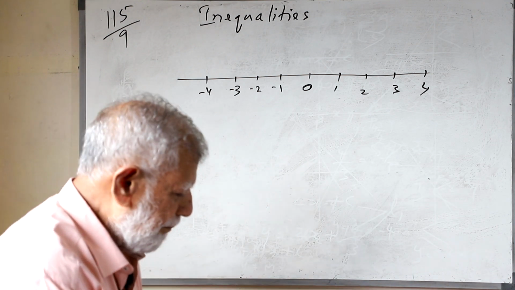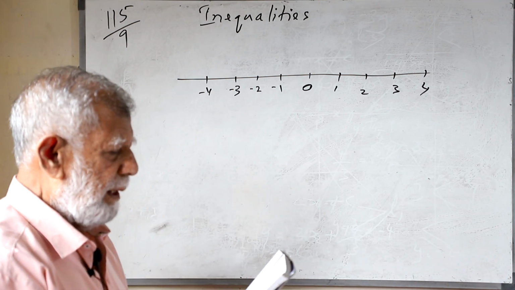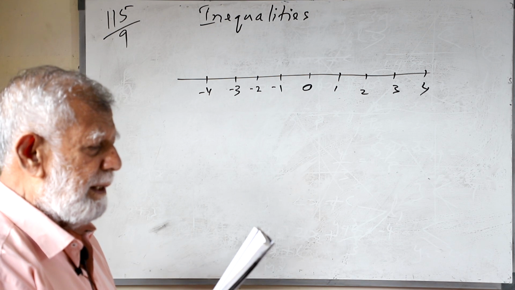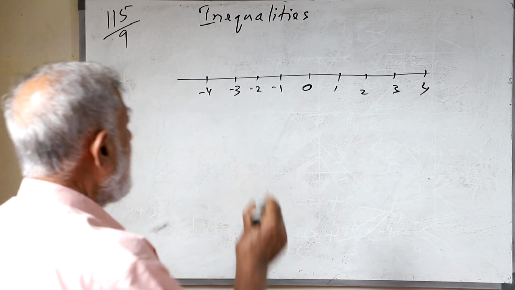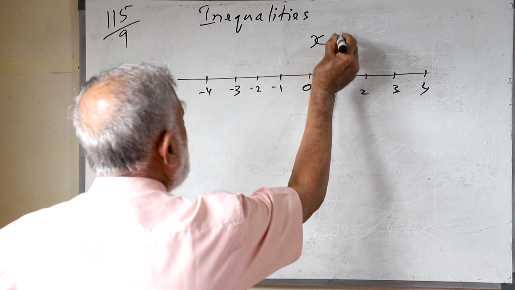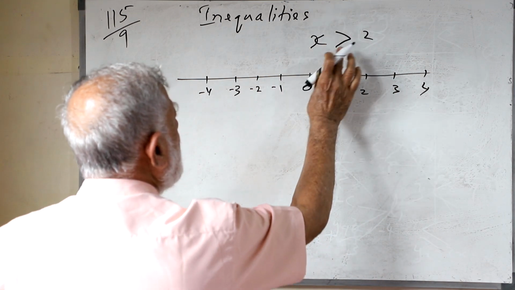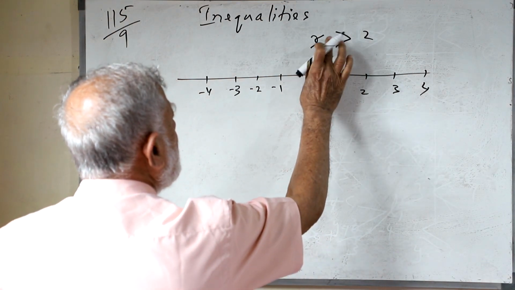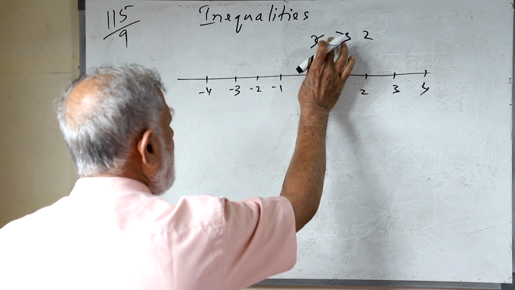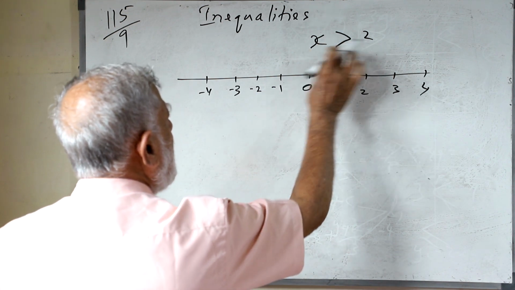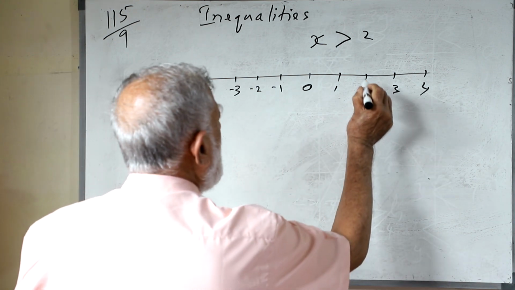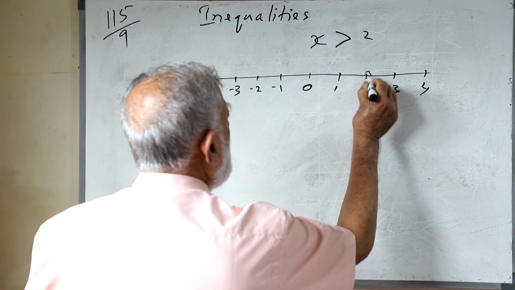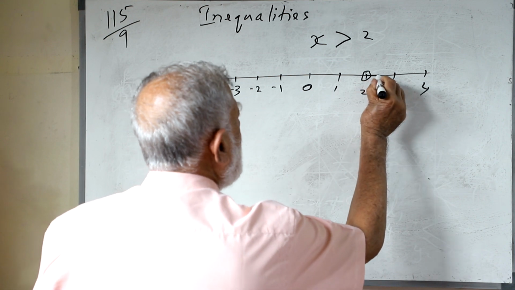Now, they have told, for each of the following inequalities represent the set of integral solutions on a number line. So, the first one is x is greater than 2. We read this as x is greater than 2, this side greater, this side smaller. So, x is greater than 2 means you put a circle like that, and this side is greater than 2.